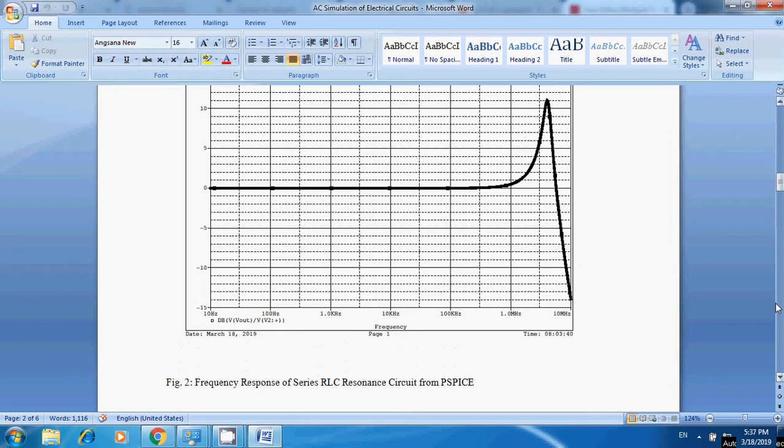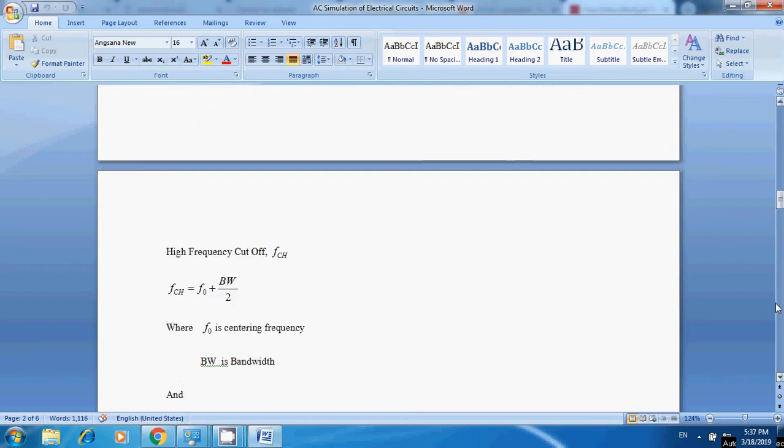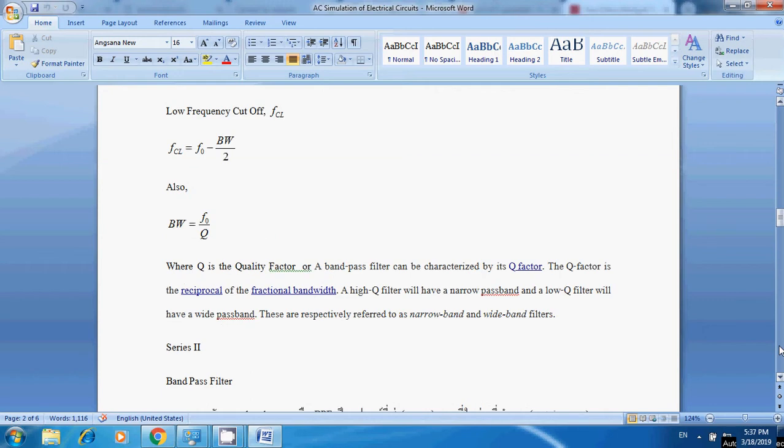And I told you how to calculate F0, the centering frequency, and also the high frequency cutoff or FCH, and also the low frequency cutoff or FCL. They are on the right and on the left of the centering or resonant frequency F0. And the relation of bandwidth and Q factor is that the bandwidth equals the resonant frequency F0 divided by Q.